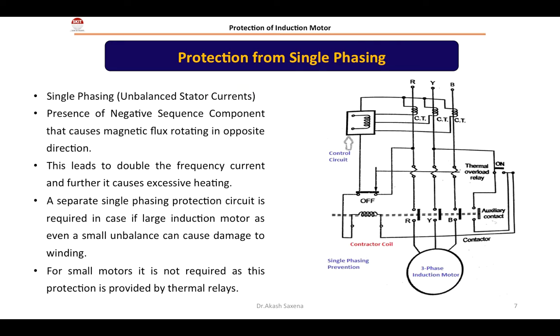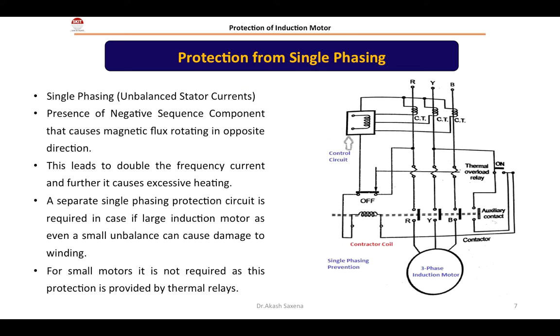The component present in this unbalanced current is called the negative sequence component, which causes a magnetic flux rotating in the opposite direction to the main flux. This results in double frequency currents being induced in the rotor, causing heating. For a small motor, a separate circuit for single phasing is not required, but in the case of a large motor, a small unbalance can cause damage to the winding.